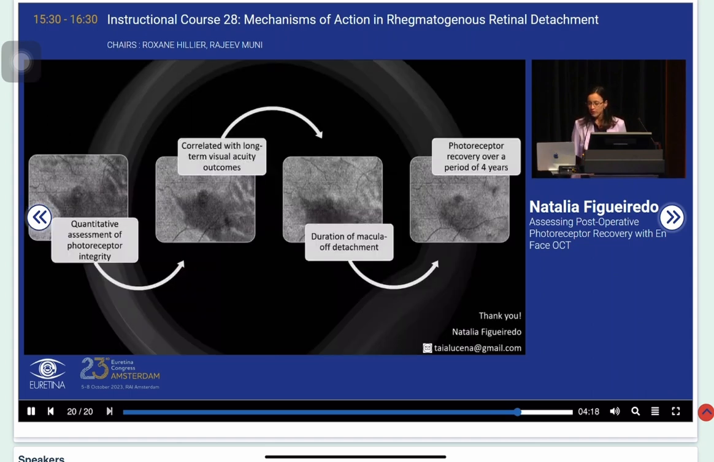To conclude, EZ hyperreflective area on en face OCT represents a quantitative assessment of photoreceptor integrity. This imaging biomarker is correlated with long-term visual acuity outcomes. The duration of macula-off detachment impacts the speed of photoreceptor recovery, and photoreceptor recovery can continue over a period of at least 4 years and likely longer.